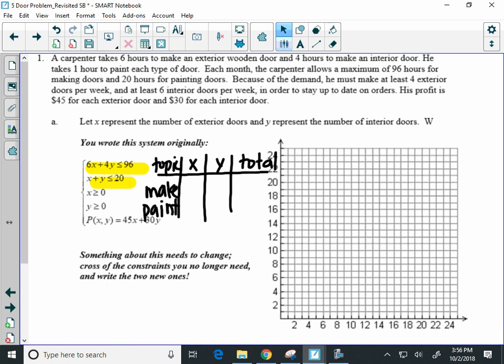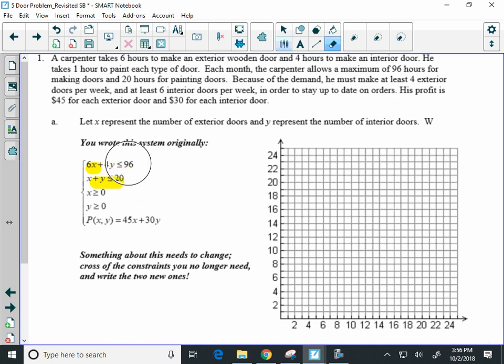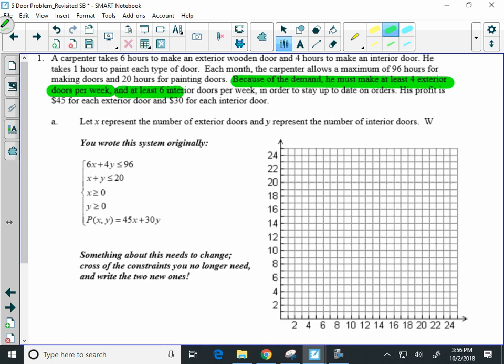Okay? Now, the next sentence that we get to is a little bit different than what we started with last time. It says, because of the demand for the doors, the carpenter must make at least 4 exterior doors per week and at least 6 interior doors per week in order to stay up to date on orders. So the carpenter can't just make them as slow as he wants, he needs to fulfill the orders. Then it finishes with the profit is $45 for an exterior door and $30 for an interior door.